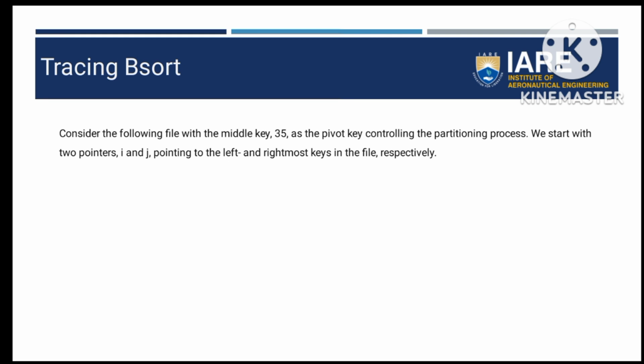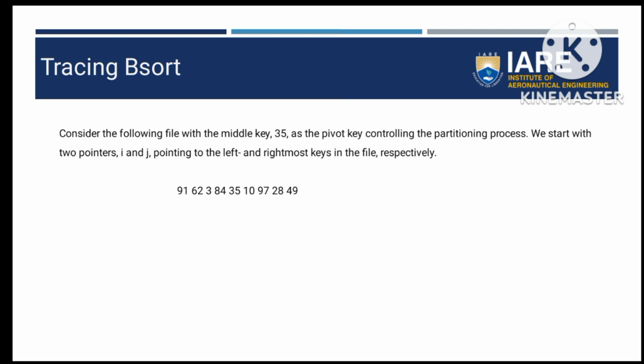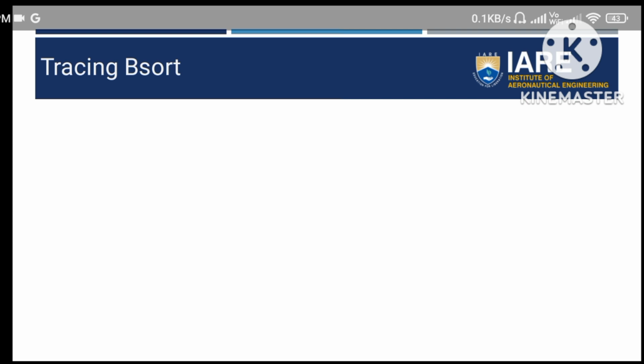Now let us see the tracing of the B sort. Let us see with an animation how B sort works. You can see on my screen an array of elements: 91, 62, 3, 84, 50, 10, 97, and 28. Now initially the pointer starts here. Sorry, let me change my slides.